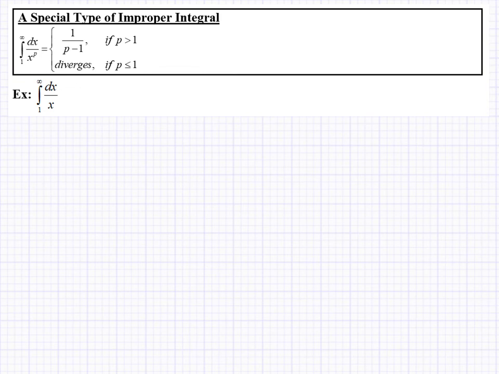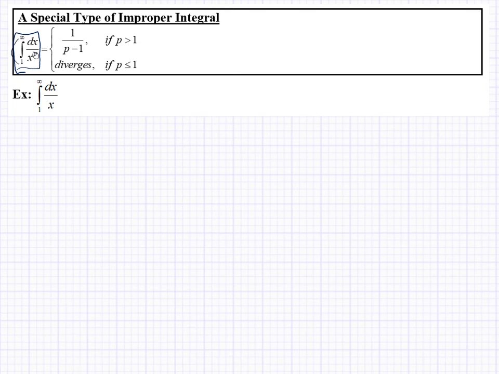All right, that brings us to this special type of improper integral. This is going to come up in a big way when we talk about series. What we can do is look at this special type of improper integral, the integral from 1 to infinity of dx over x to the p. We've done some of these already today. And the idea here is that this will converge or diverge purely based off of the power on the x.